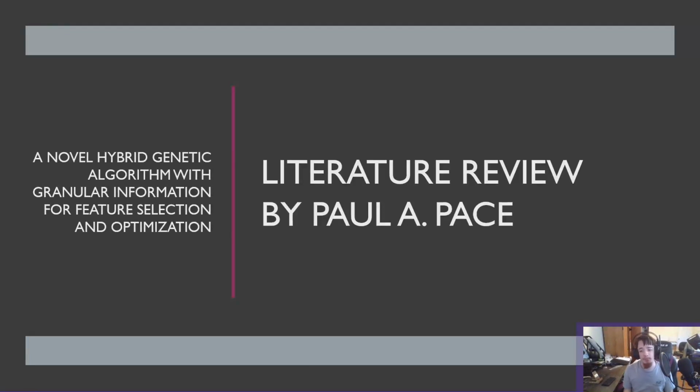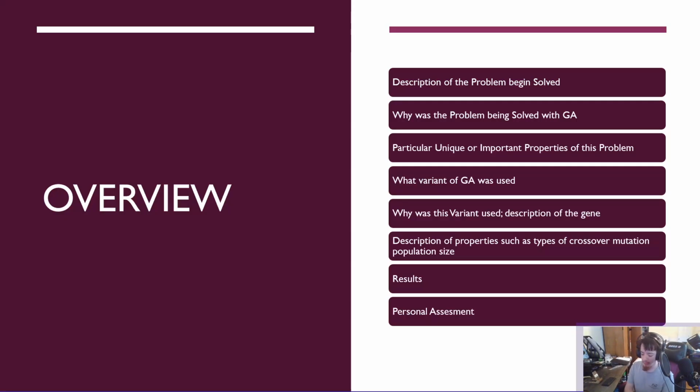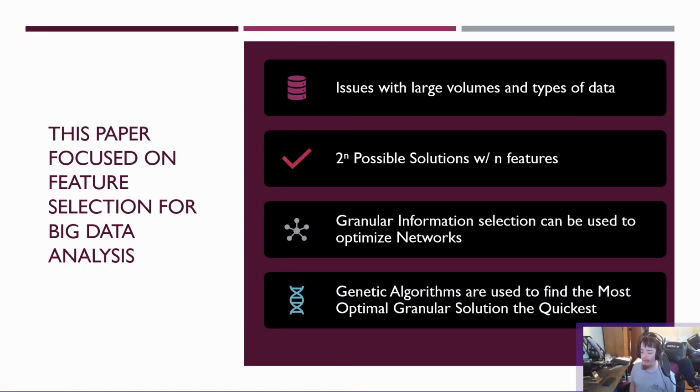Hello everybody, this is Paul Pace, and I'll be showing y'all a paper review on a novel hybrid genetic algorithm with granular information for feature selection and optimization. This paper is focused on a few unique elements. This is just an overview of the assignment itself, but we'll go ahead and hop right into analysis.